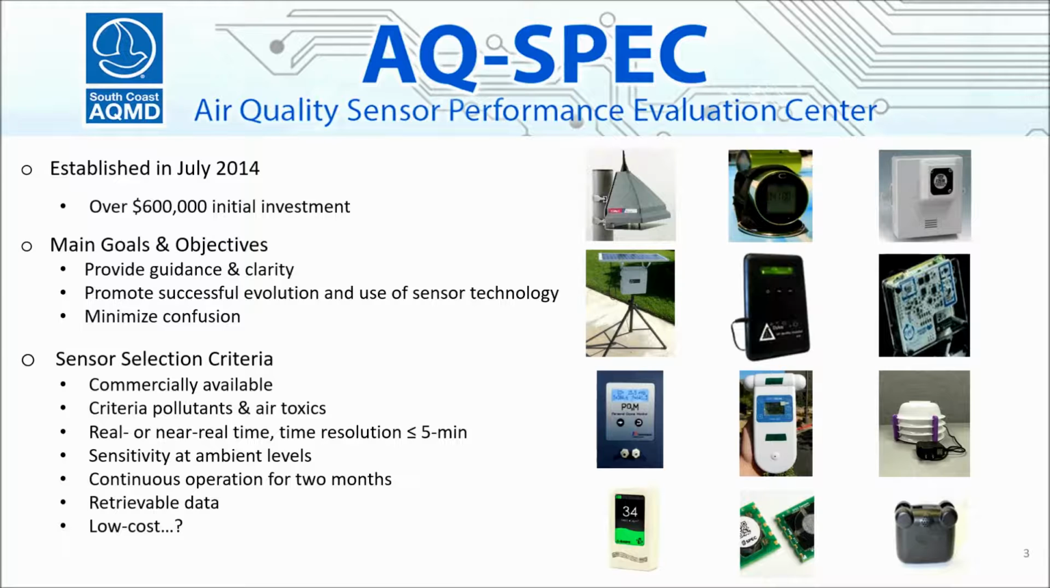So how do we bring the sensors in for testing? You see some of the criteria there. Commercially available measuring criteria, pollutants, real-time or near real-time measurements, continuous operation, and retrievable data that we have access to, especially during the evaluation process.